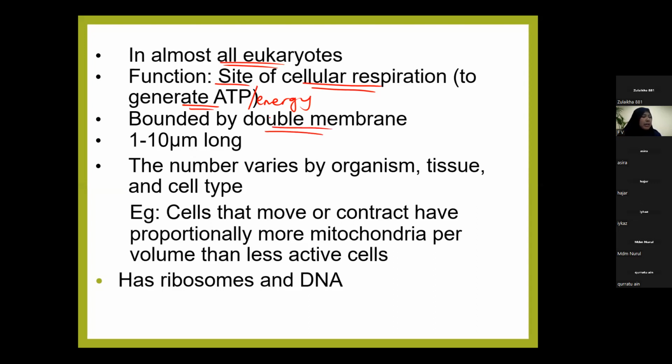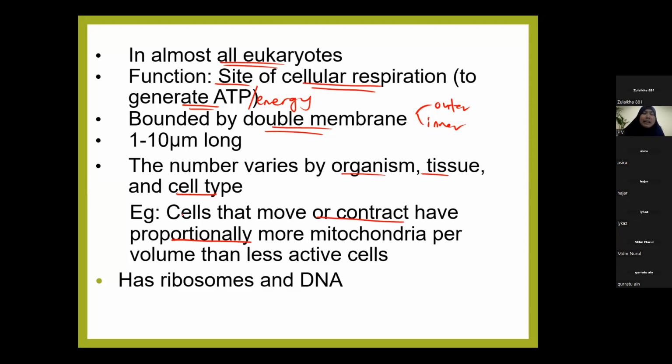Tadi, the outer membrane and also the inner membrane. Okay. Next, the number of mitochondria varies by organism, tissue or cell type. Maksudnya dalam setiap sel ataupun organism, jumlah mitochondria tu berbeza-beza mengikut jenis-jenis sel, jenis-jenis organisma, tisu dan sebagainya. Contoh, cell that move or contract proportionally, sel yang lagi banyak digunakan. Okay, contohnya sel yang lagi banyak kena guna, right? Lagi banyaklah mitochondria dia, berbanding dengan sel yang tidak aktif.